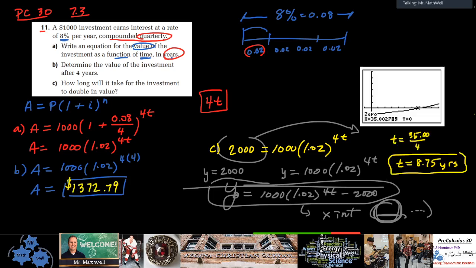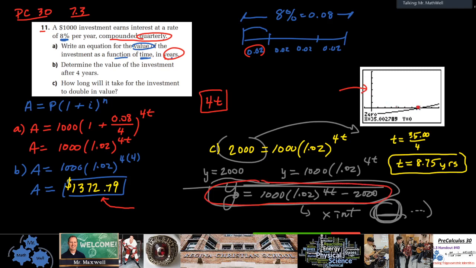All right, here we are back. Hopefully you got a chance to check that out on your calculator yourself. Here is the future value for letter B: 1372.79 is the dollar value. And then over here, I just plotted a little picture of this one right here, where we graphed a single graph and found the x-intercept.